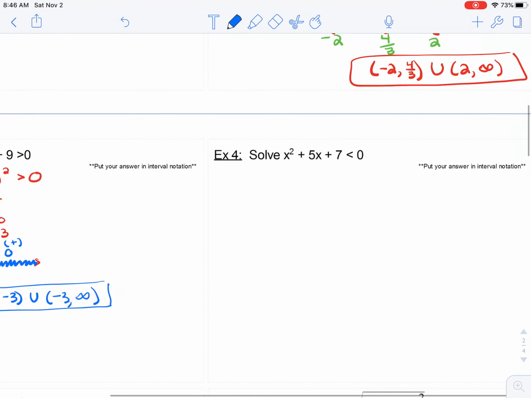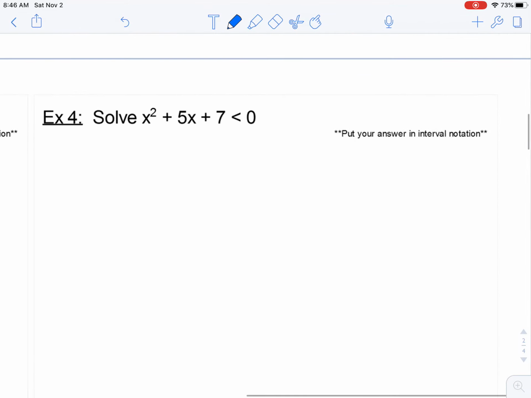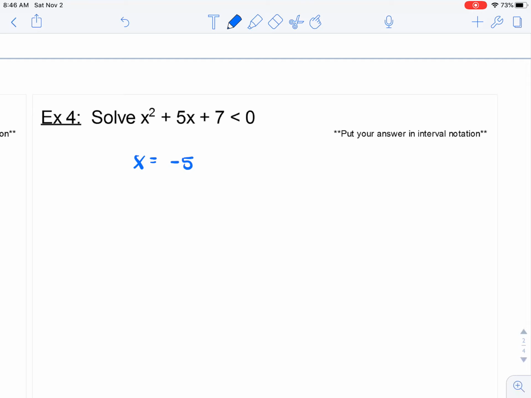All right, for number 4, it says x squared plus 5x plus 7 is less than 0. So unfortunately, we can't factor the left-hand side, but we know other methods to solve. So we can either use completing the square or quadratic formula. So I'm going to use quadratic formula. So I would say x equals -5 plus or minus the square root of 25 minus 4AC, so 4 times 1 times 7, all over 2 times 1, so that would just be 2.